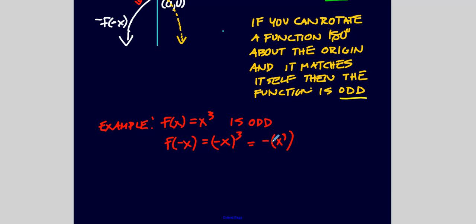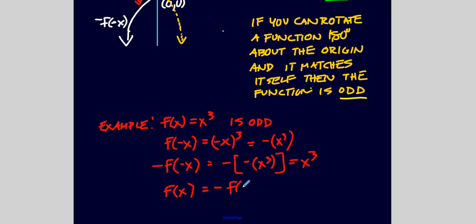So this function is not even because it doesn't match. But then if I take the negative of f of negative x, that's going to be the negative of negative x cubed. So I'm taking a negative of this. Well, that's a double negative, which makes a positive, so that is x cubed, so we get what we started with. So therefore, f of x in this case is equal to the negative of f of negative x. It should be pointed out perhaps that most functions are neither odd nor even. Okay?